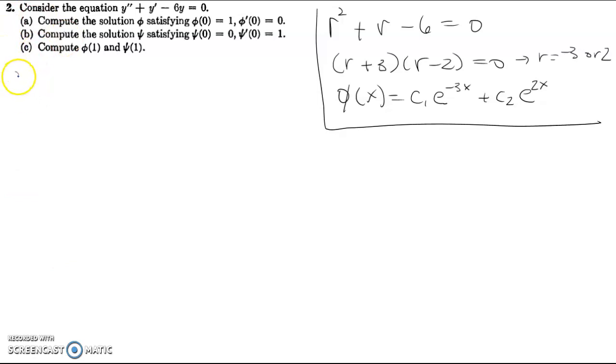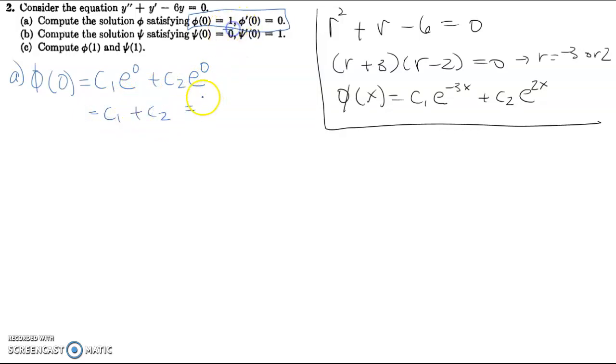Alright, let's start with part A. Part A tells us to compute the solution phi satisfying our boundary conditions. Let's plug in 0 for x. So phi of 0 is c1 e to the power of 0 plus c2 e to the power of 0. So this is c1 plus c2, and that value is given as 1. This is our first equation, so we'll set that aside.